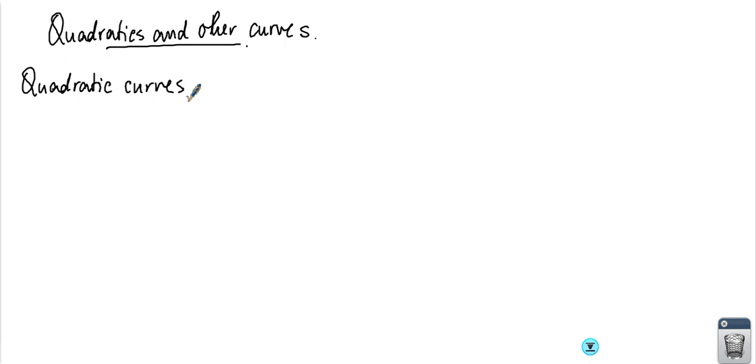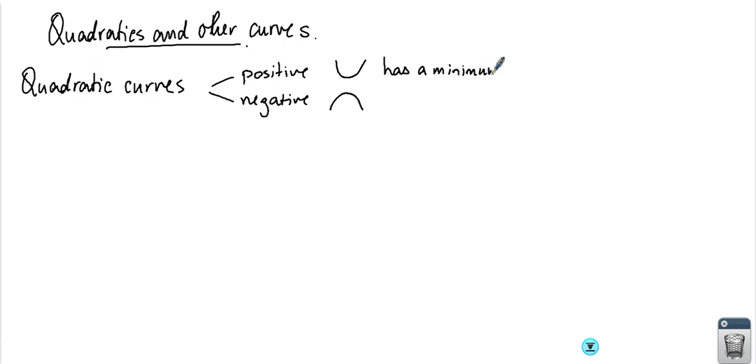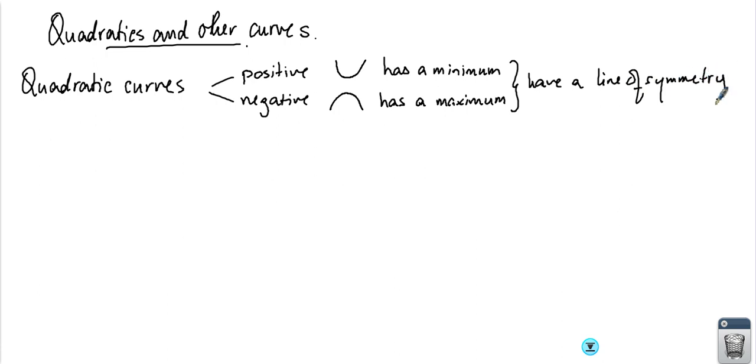Quadratic curves, there are two types of curves, the positive and the negative. The positive has this shape, the negative has this shape. A positive curve has a minimum, a negative has a maximum. Both types have a line of symmetry. Sometimes they have solutions, roots, sometimes they do not.